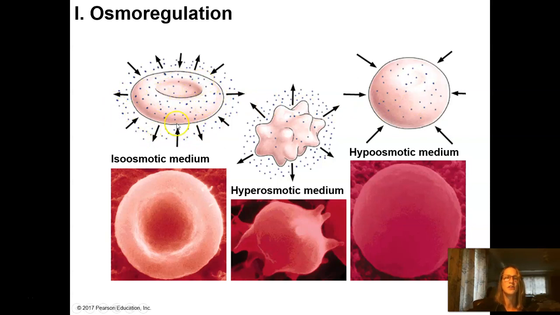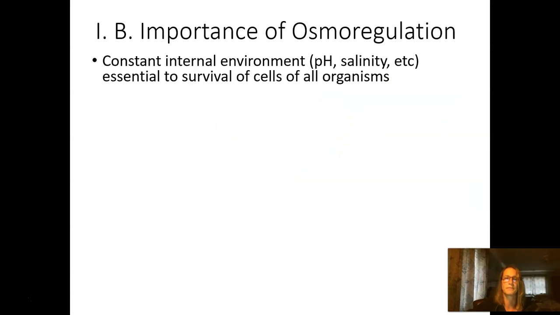So sometimes we have to do some osmoregulation to make sure that water is not moving into or out of our cells at too great of a rate like these. So osmoregulation, as I was saying before, is really important. We have a constant internal environment that we need to maintain, and this is true for all sorts of different things, including pH, salinity, temperature, etc. And this is really crucial to the survival of all cells and all living organisms. And again, it helps us maintain our homeostasis and helps us be able to perform all the cell's metabolic functions.